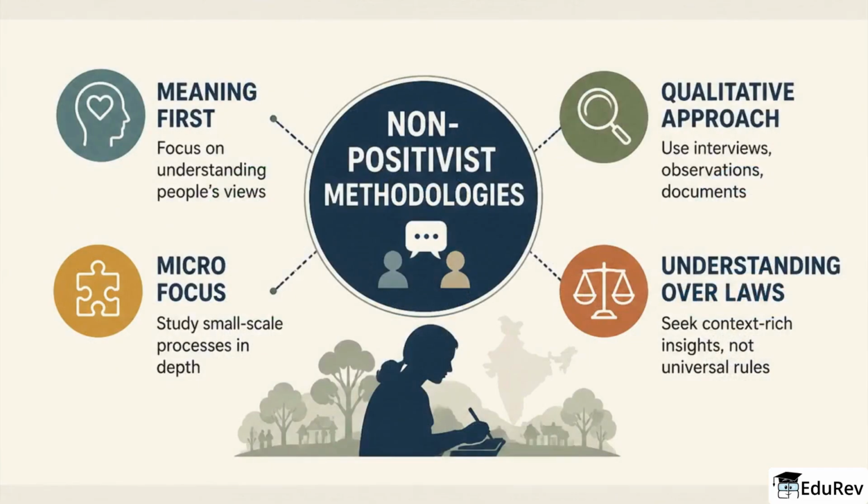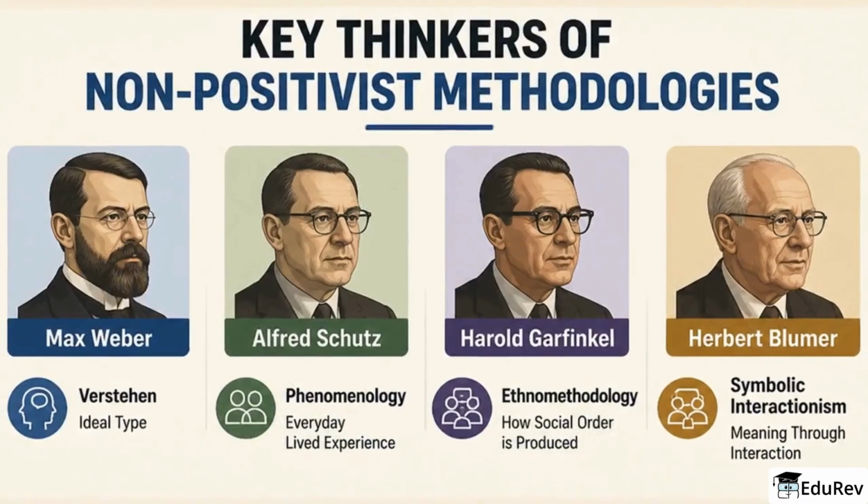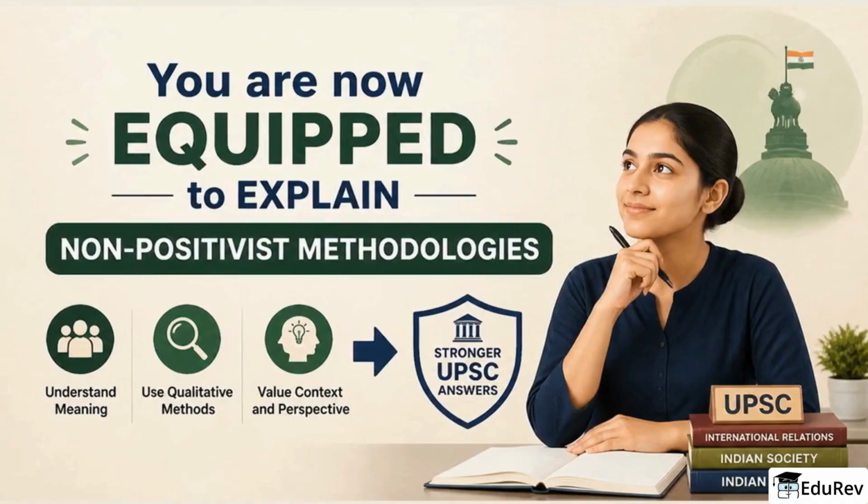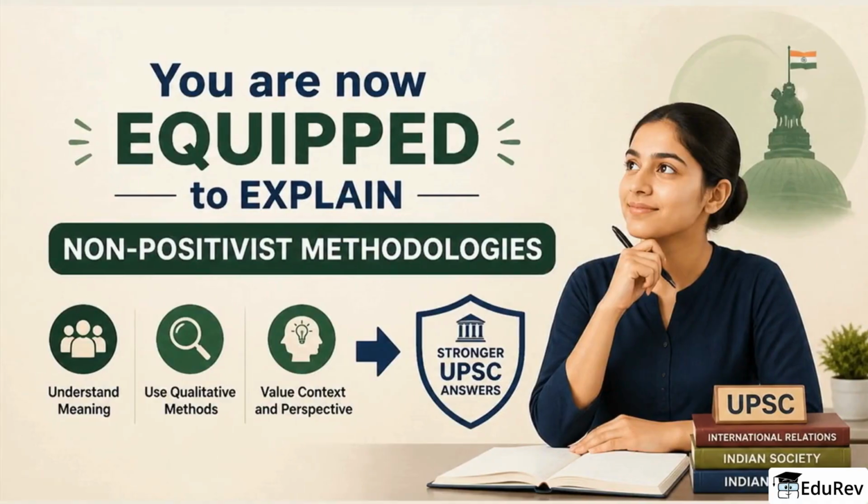Quick recap. Non-positivist methodologies prioritize meaning, use qualitative methods, focus on microprocesses, and value understanding over universal laws. Remember key names: Max Weber for Verstehen and Ideal Type, Alfred Schutz for Phenomenology, Harold Garfinkel for Ethnomethodology, and Herbert Blumer for Symbolic Interactionism. You are now equipped to explain what non-positivist methodologies are and why they matter in research and in UPSC answers.